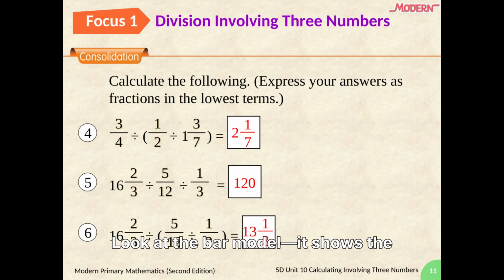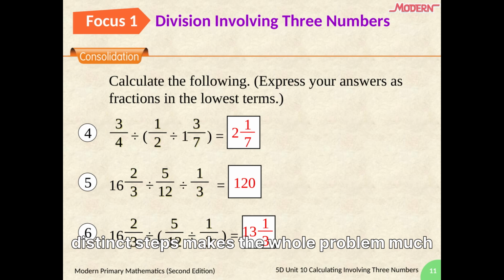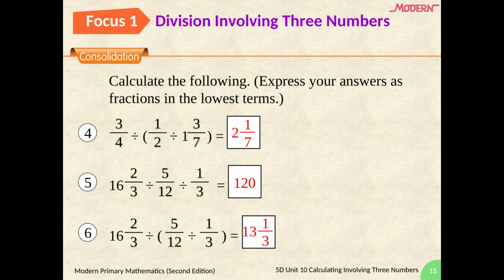Look at the bar model. It shows the total amount split into 3 equal parts. Each of those parts is 1 bottle. Once we have the amount in 1 bottle, we divide it by the capacity of a single cup. So our calculation string will be 2 and 1/4 divided by 3, then divided by 3/20. It's a chain of division. Breaking the story down into these 2 distinct steps makes the whole problem much easier to understand. Always look for that first step hidden in the story.